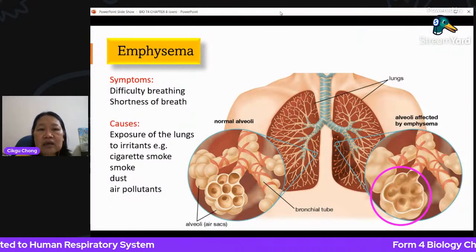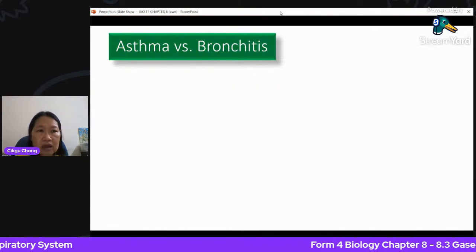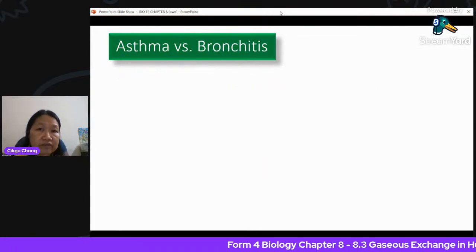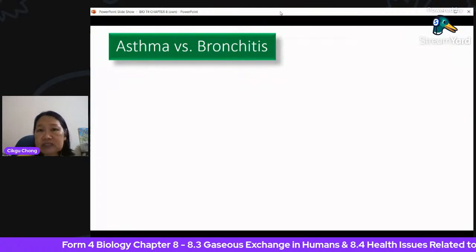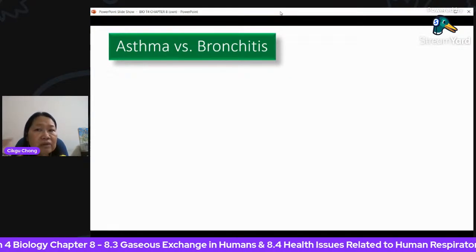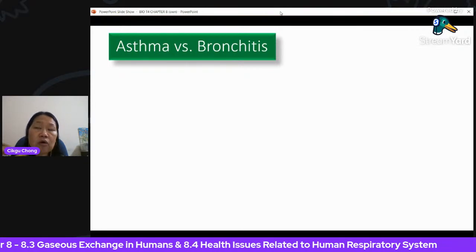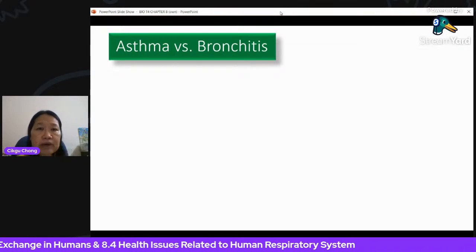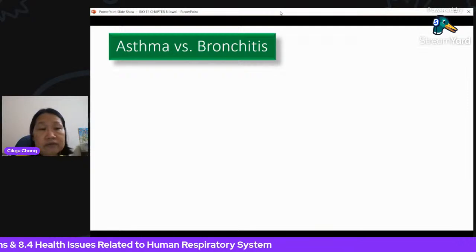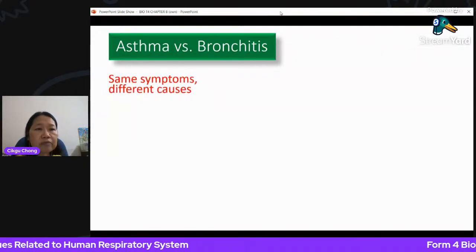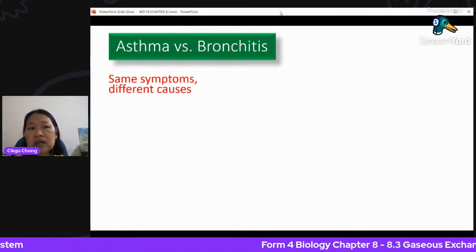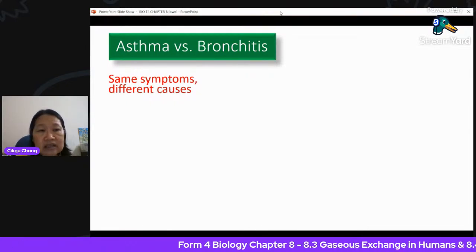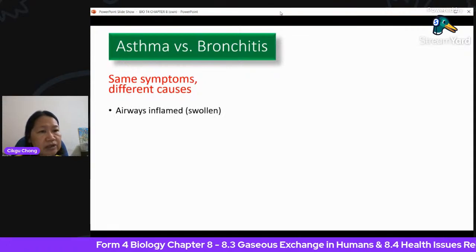All right, so lastly, what about asthma and bronchitis? It's very difficult. You're not really required to explain the differences, but it's something for you to know so that you up your game. You are a bit more informed about biology facts compared to other people who do not know the differences. So asthma and bronchitis have more or less the same symptoms, coughing, difficulty breathing, and so on, but slightly different causes.